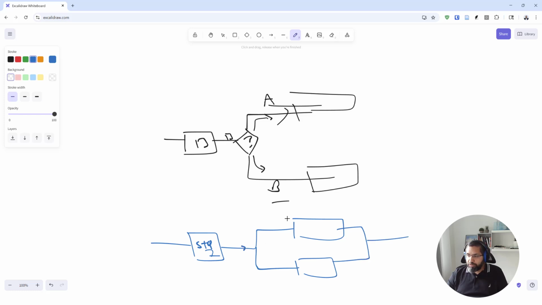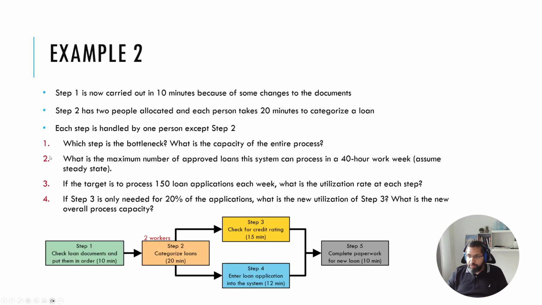How do I know every application has to go through these 2 parallel steps? Because there's no decision point here, which is selecting some applications to go for the top, some to go for the bottom. So this and this have to happen for every single application. If the load on the system is 150 applications per week, the load here is also going to be 150, and the load here is also going to be 150.